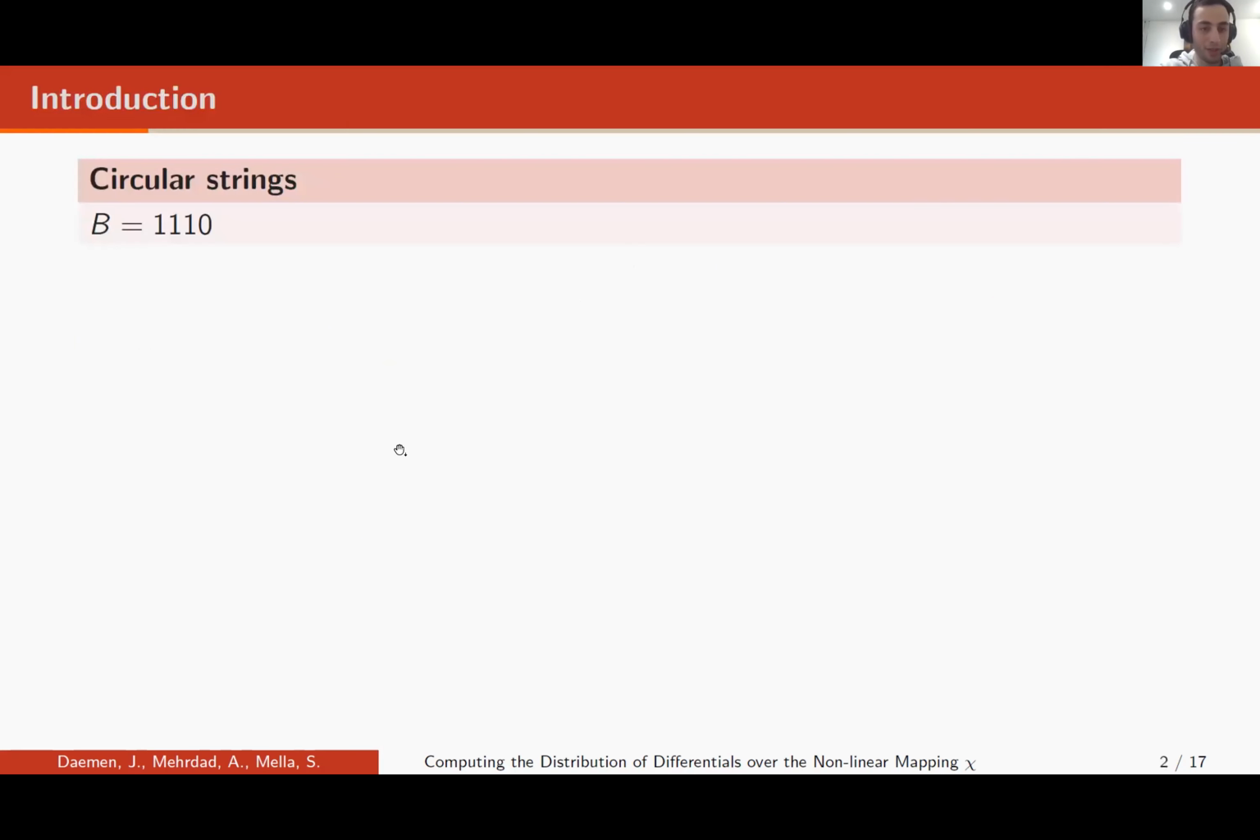First of all, an introduction. So we start from scratch. Let's say we have a binary string that we call B, a 4-bit binary string, and we call it a circular string if we consider the last bit and the first bit as neighbors of each other. So the first and second bits are neighbors, the second and third are neighbors, and the third and fourth. And if we consider the fourth and first bit as neighbors, then we call it a circular string.